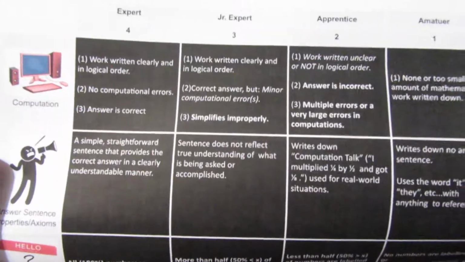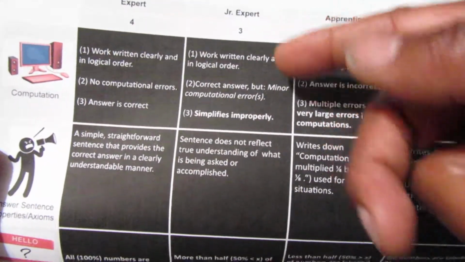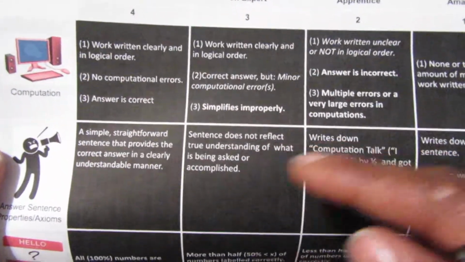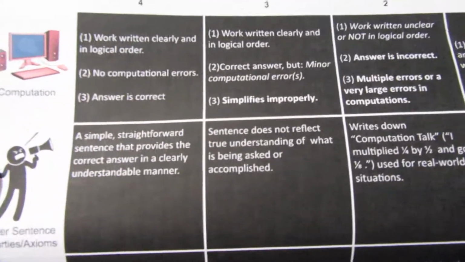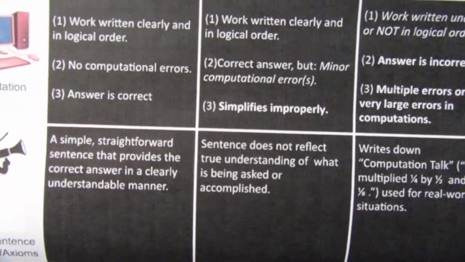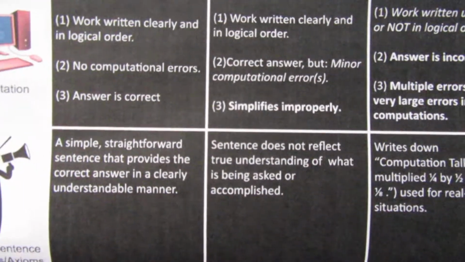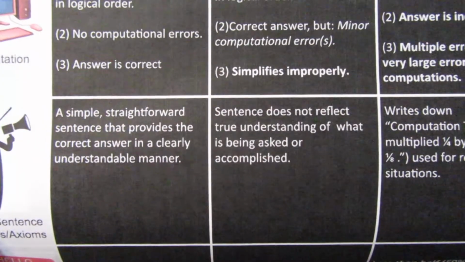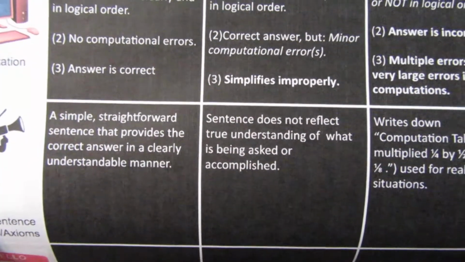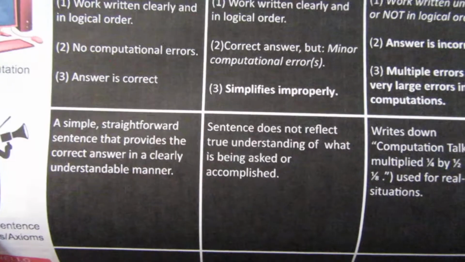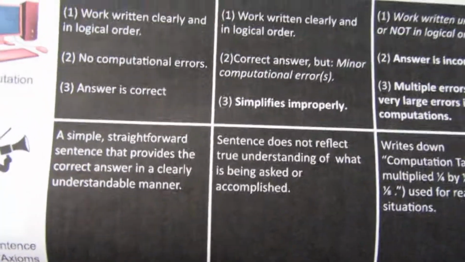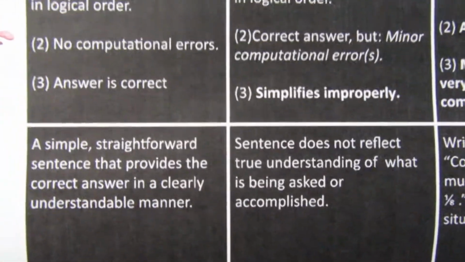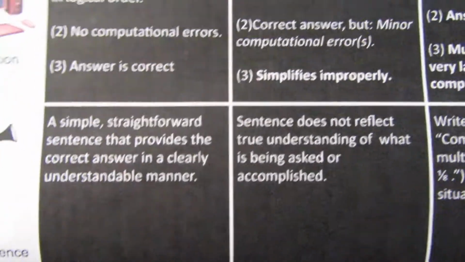All right, so then for our answer sentence, it says junior expert. Well, let's look at the answer sentence when it comes to junior expert. The sentence does not reflect true understanding of what is being asked or accomplished. You may put down a sort of answer, but it doesn't really reflect that you know what the topic is. Let's say you put, "The answer is, the coconuts are 3." Well, that doesn't necessarily answer, because it should have been the coconuts were 3 for the price of 7 apples, or whatever. You really didn't know. You put a partial answer that didn't really show that you understood what the answer truly meant. All right, so let's move on.